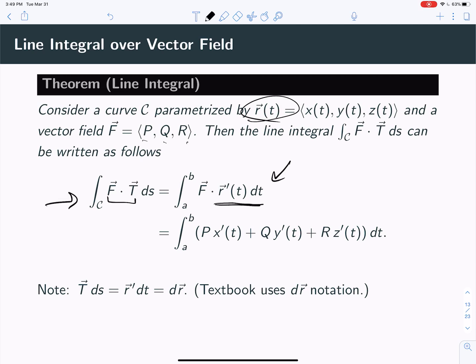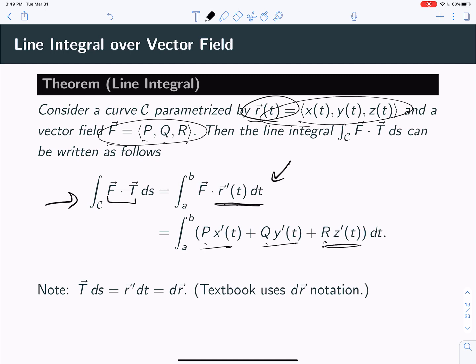If the vector field P, Q, R is given, then you can sort of take P, Q, and R, dot product it with x prime, y prime, z prime, and then you get P x prime, Q y prime, R z prime. That's just doing the dot product of the vector field and the derivative of the position.